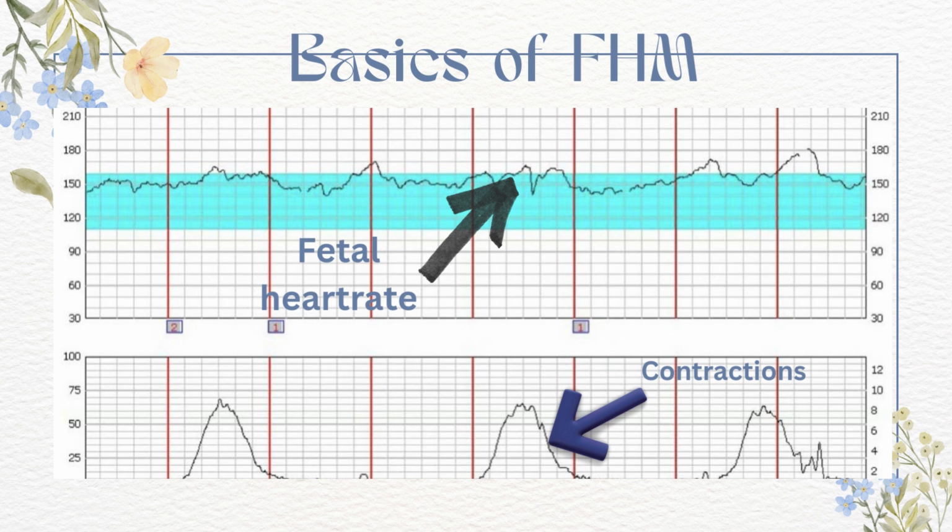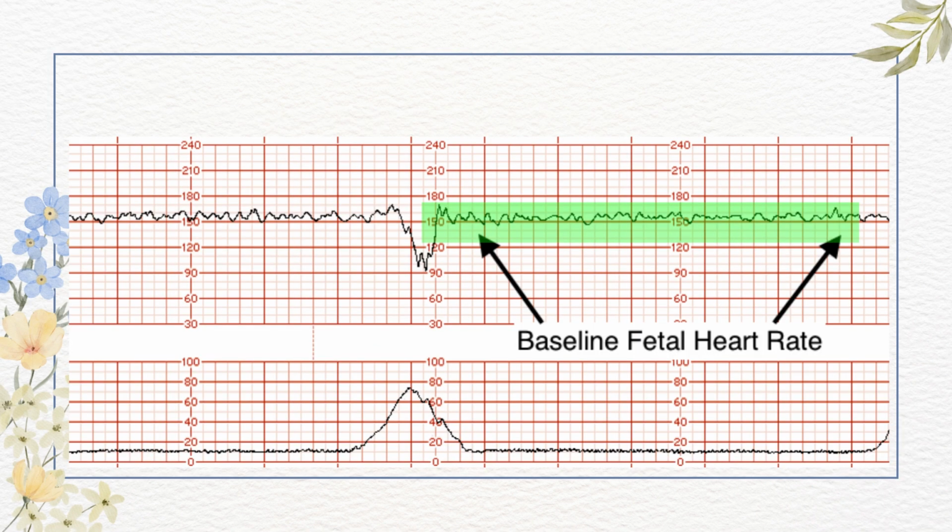It goes up and down and has movement to it. The bottom, you'll see these hills where the arrow's pointing. These are your contractions. They look like little mountains. With an external fetal monitor, it's just showing that they're having a contraction, not how strong they are. So let's look at the next slide.